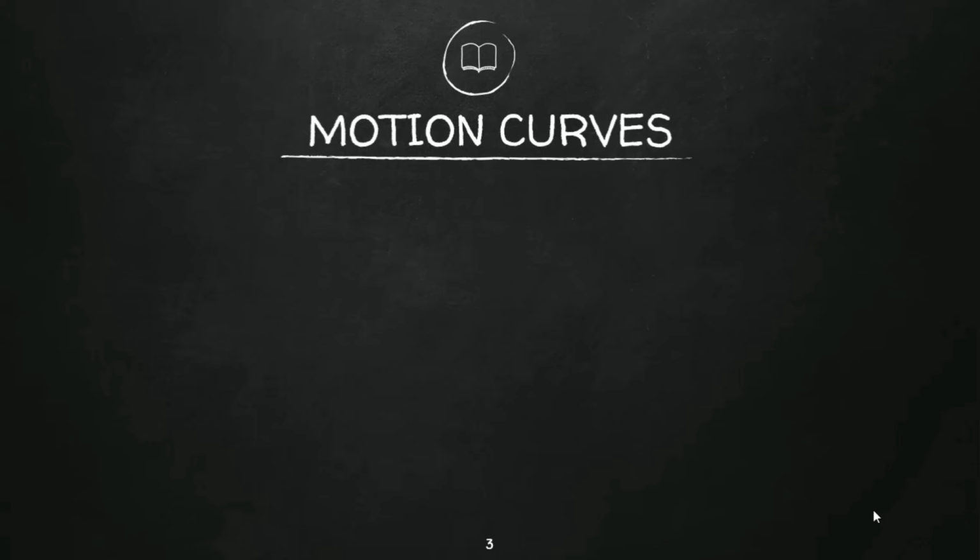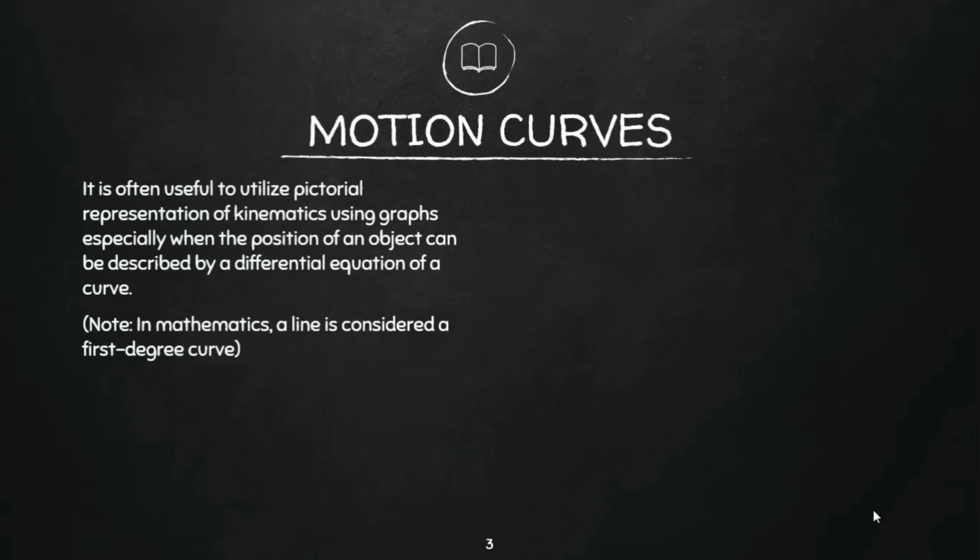Discuss motion curves. It is often useful to utilize pictorial representation of kinematics using graphs, especially when the position of an object can be described by a differential equation of a curve. Take note that in mathematics, a line is considered a first-degree curve. In kinematics, we are basically curious about three quantities.